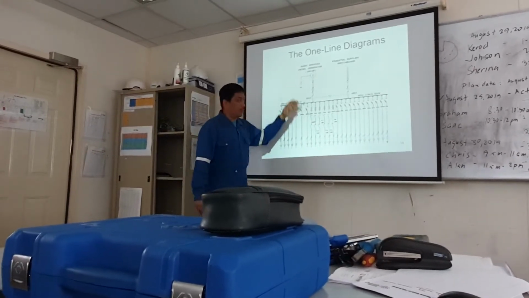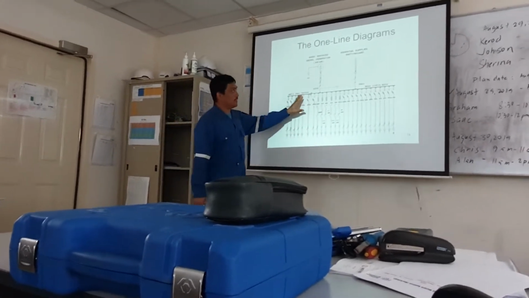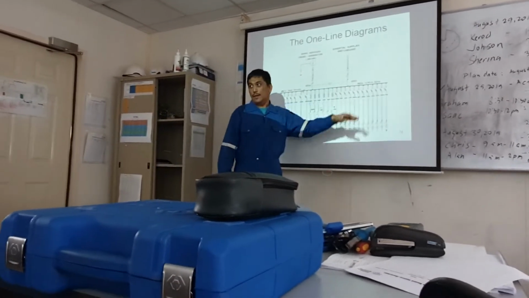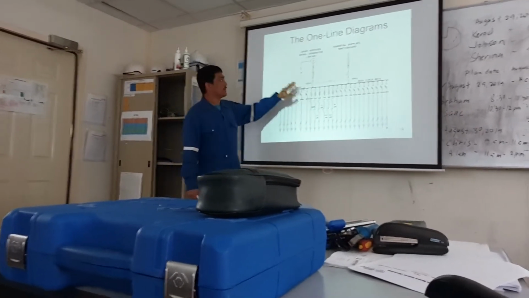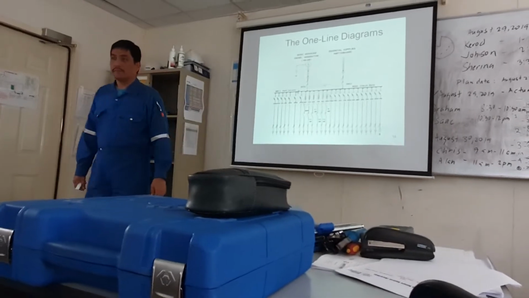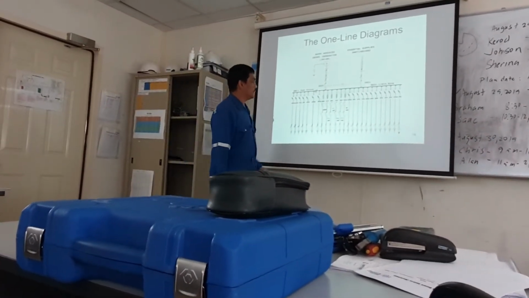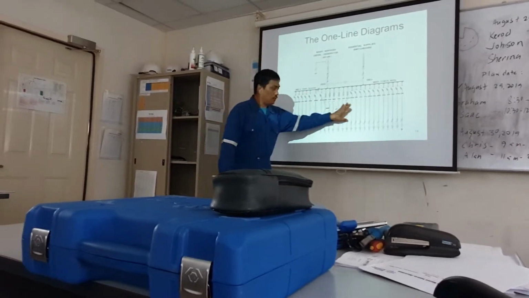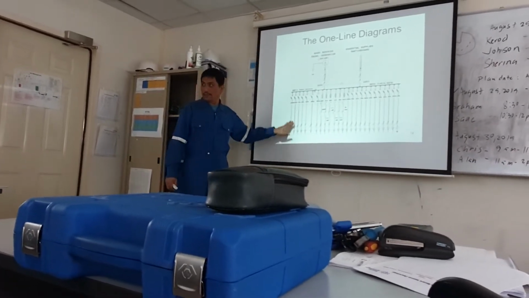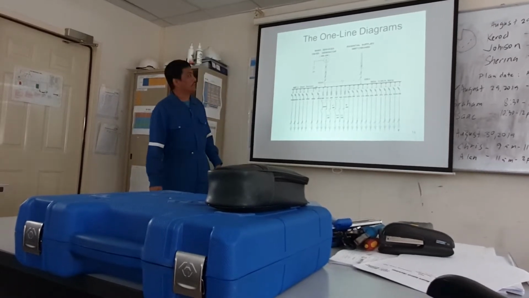Okay? What happens if the essential supply switchboard has no power? Of course, the diesel generator will give the power. Right? It will switch over. Now, if you look at the bottom, you will see lines, no? Lines. That's why we call it one line diagram or single line diagram.